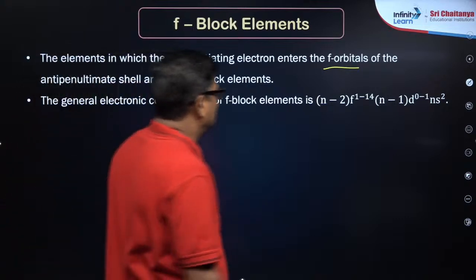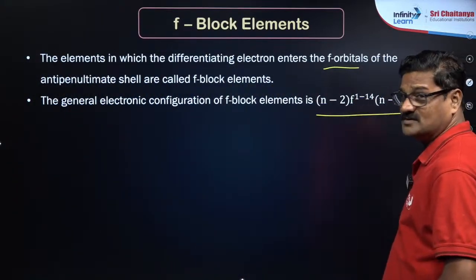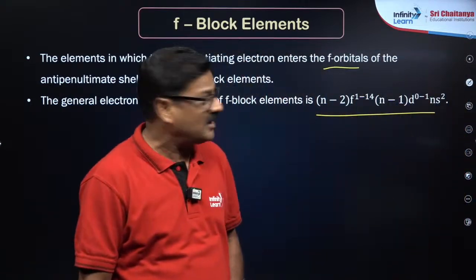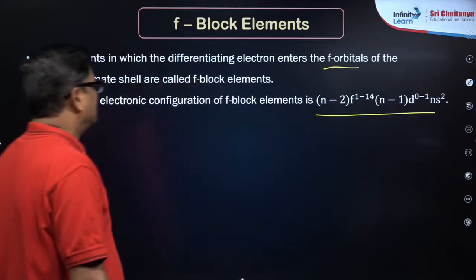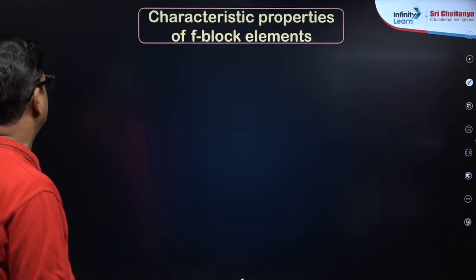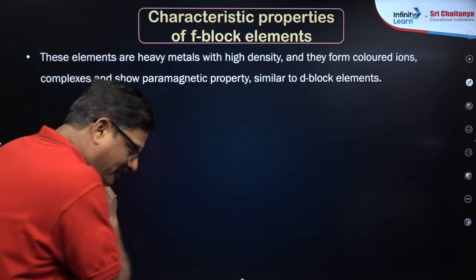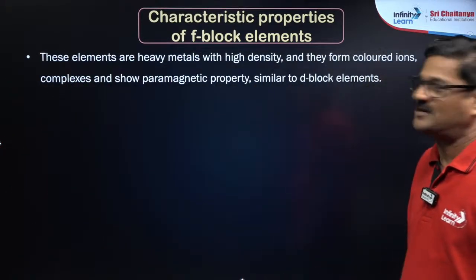Okay, इसका general electronic configuration है (n-2) f 1 से 14 तक, (n-1) d orbital 0 to 1, ns2 completely filled. Right beta? So this is about SPDF blocks, characteristic properties of F block elements. ये D block element का जैसे, लेकिन reactivity थोड़ा सा बदलते हैं ना.